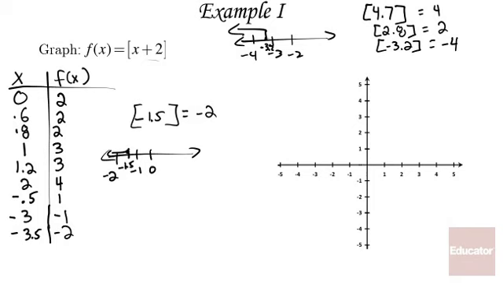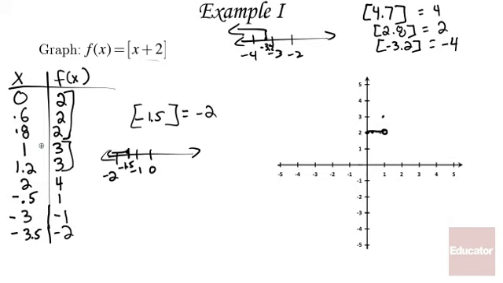Now plotting this out. When x is 0, f of x is 2. When x is slightly above 0, it's 0.6, f of x is 2. 0.8, it's 2. So all the way up until I hit 1. At 1, f of x becomes 3. Therefore, 1 is not included in this interval. So you can already see that this is going to be a step function because we have intervals. For different intervals of the domain, we have that same value for the range.